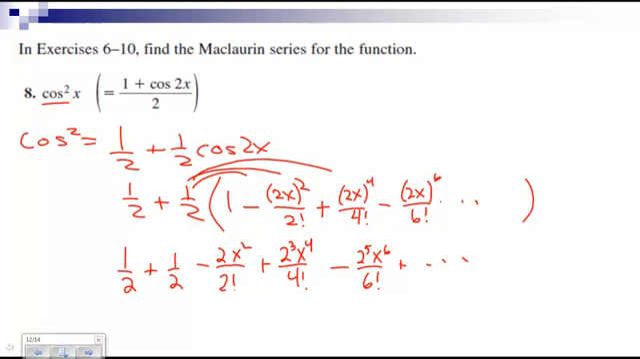And then break out your black pen. Change your colored pencil. Okay. And the 1/2 plus 1/2 is just a big 1.